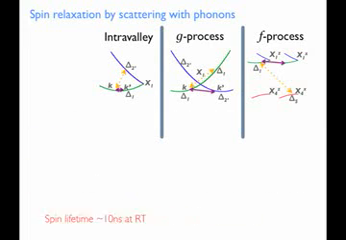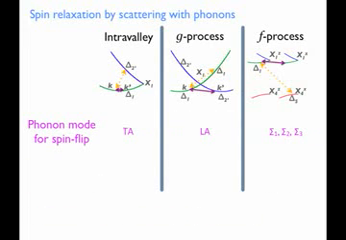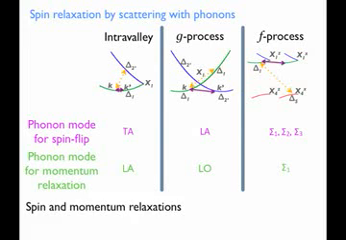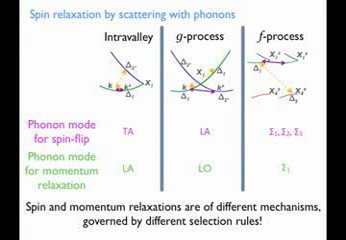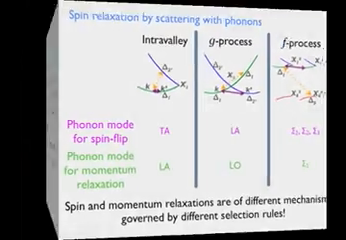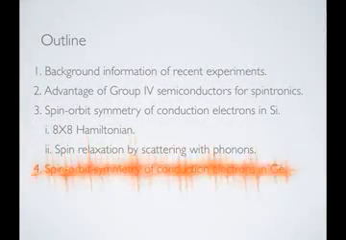And we examine all the phonon modes related to each process of spin flip transition, together with the phonons responsible for the momentum relaxation. Because these two quantum transitions are of different mechanisms, of course they are governed by different selection rules, so the involved phonons are different. And at the end, I'll show our similar study on germanium.